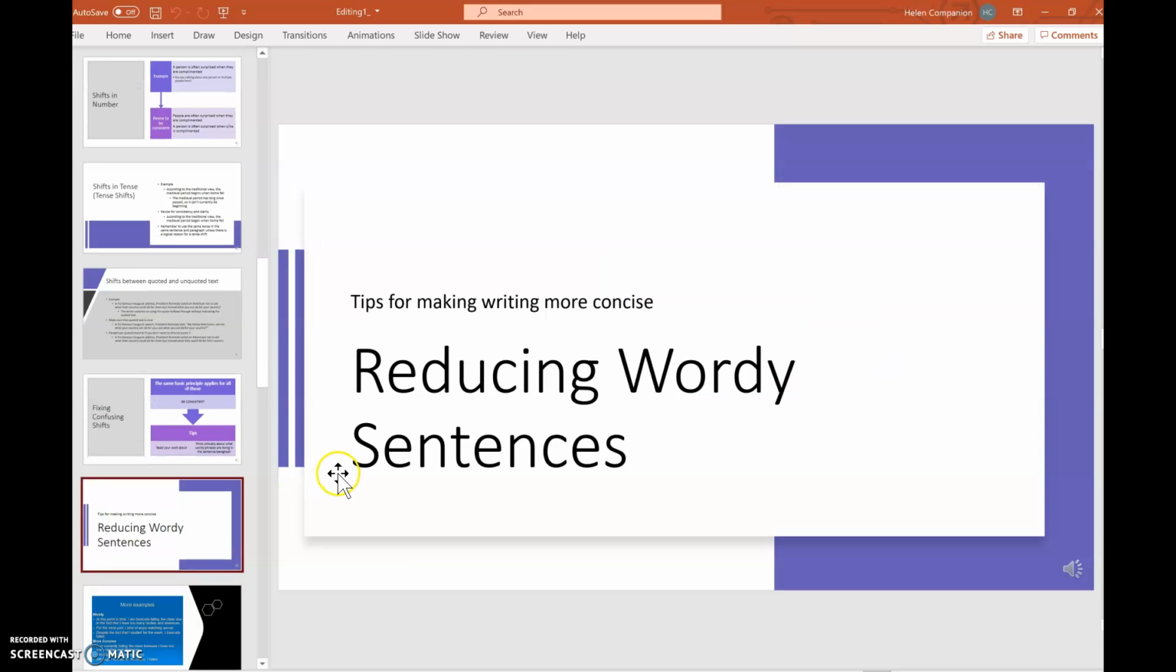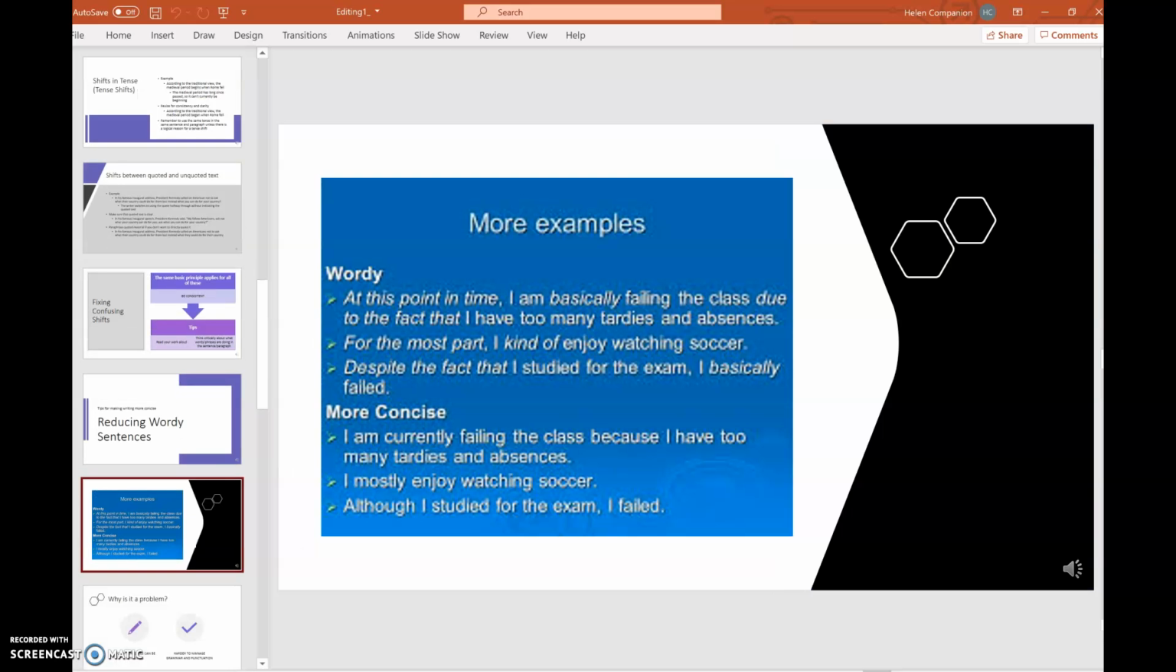Another type of not only error, but stylistic choice, is wordy sentences. Let's look at some examples before I talk a little more about it. A wordy one would be: at this point in time, I'm basically failing the class due to the fact that I have too many tardies and absences. That's a lot of words to say that. A more concise way would be: I'm currently failing the class because I have too many tardies and absences. Or even: I am failing the class because I have too many tardies and absences.